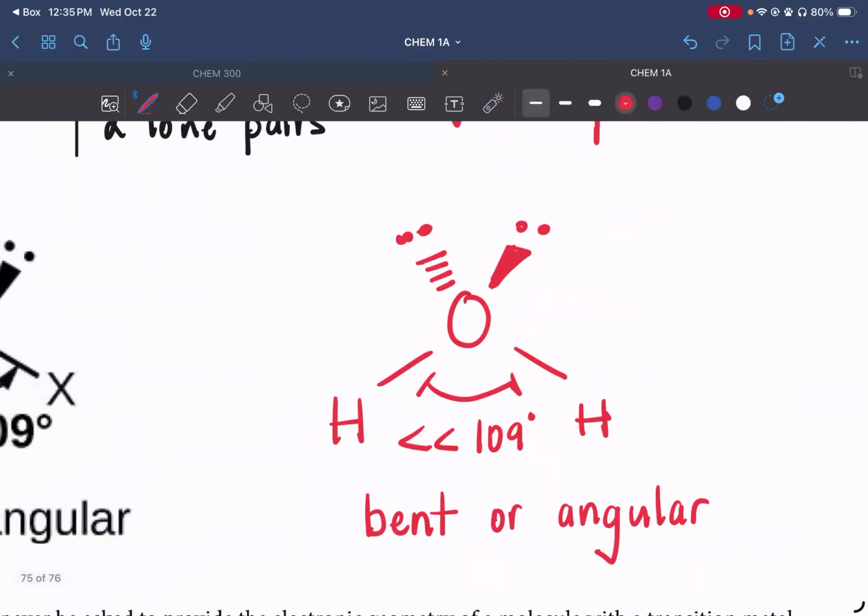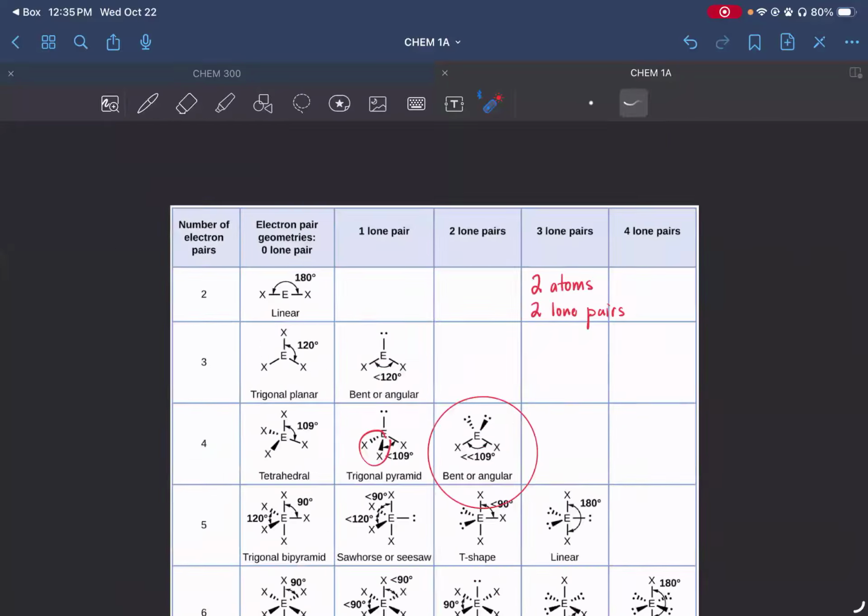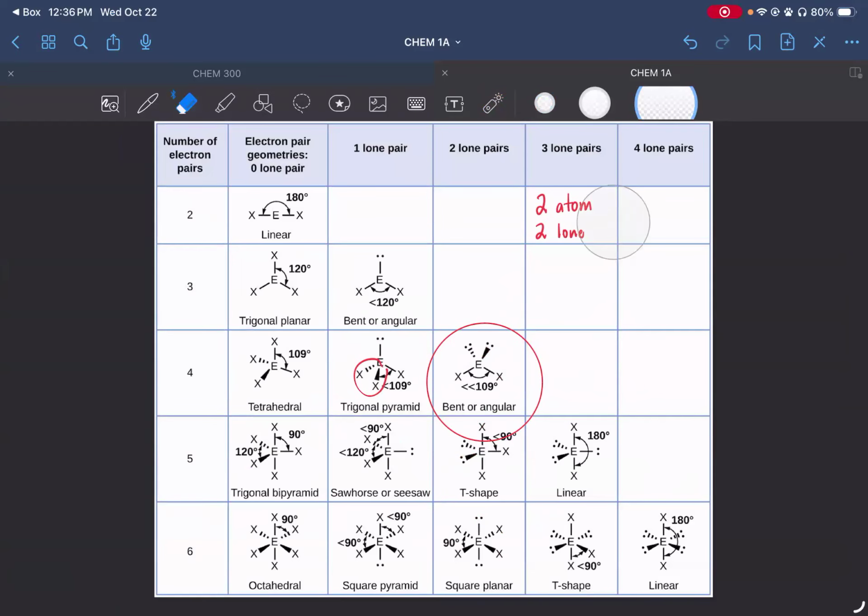Oxygen or water, for example, has a known angle of approximately 104.5 degrees. You would not know that, but you do know that water is predicted to have a bond angle of very less than 109 degrees. And that, in essence, is the beauty and benefit of the VSEPR chart. It is used as a template to make an educated prediction about the three-dimensional structure of a molecule.